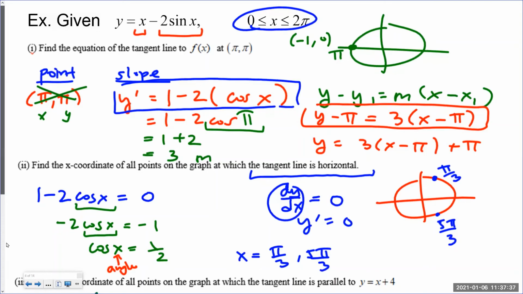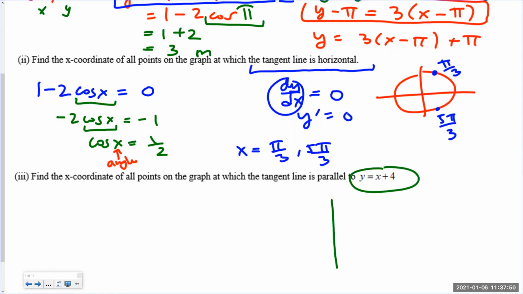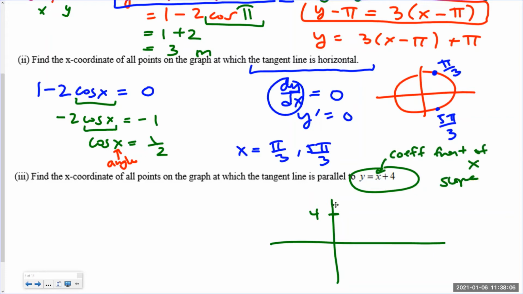All right, we're going to do something similar in part 3. Okay, now they're telling you to find the x when the tangent line is parallel to this line here. Okay, so if you have this line here, so y equals x plus 4, that means the y-intercept is 4. What's the slope here, guys? 1, right? Because the slope is just the coefficient in front of your x. Okay, so that's the slope. So I'm going to go up 1 over 1, up 1 over 1. So there's this line like this.